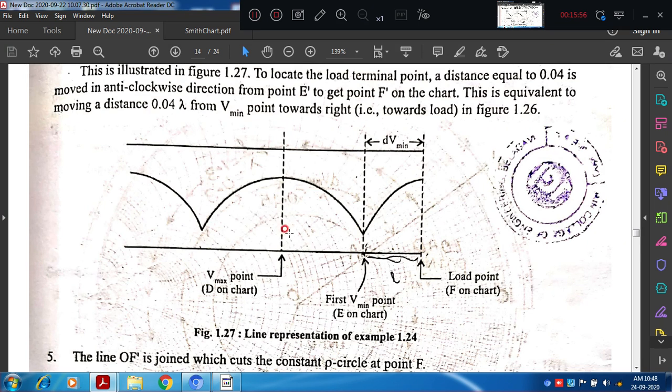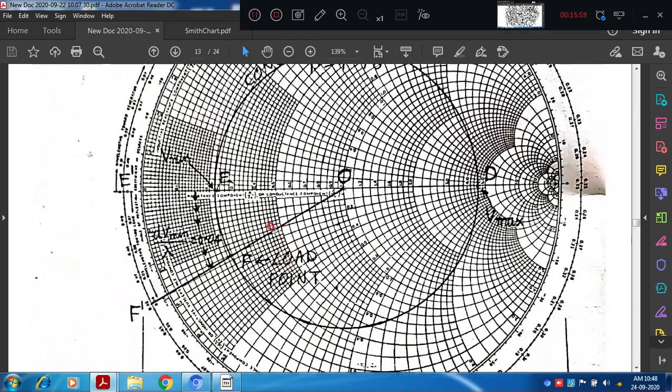But how to move in the Smith chart? From this dV minimum point, if I move dV minimum by lambda, that is 0.04 wavelength, towards the load, not towards the generator, since I want to find the load impedance, there I will get the load point. Draw a straight line from that point towards the center of the Smith chart. It cuts the rho circle at this point, say point X or point F, right?